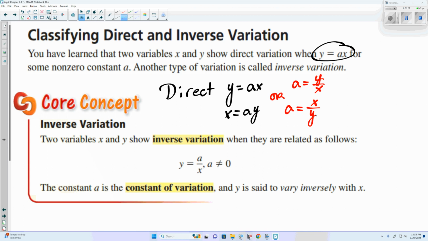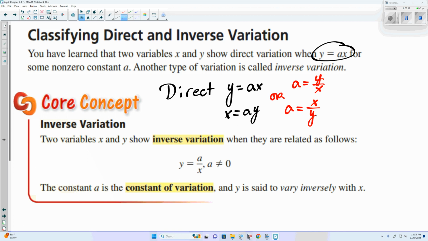Now, direct variation, y equals a times x, x equals a times y. Both of these work. Or we can get the constant term a by itself, so a equals y over x, or a equals x over y. And with it being direct, or really indirect, or inverse, that a term is just a constant number. It is a number, and it stays the same for any version of direct or inverse variation. So it's a constant amount. It doesn't change for any given set of problems.